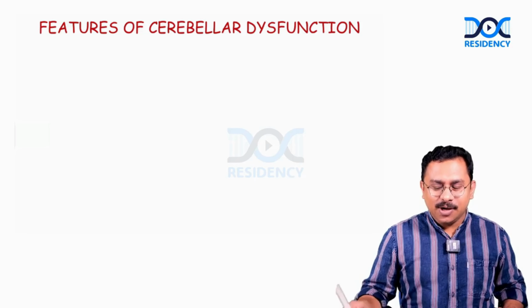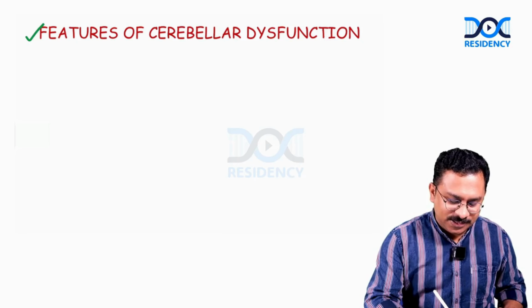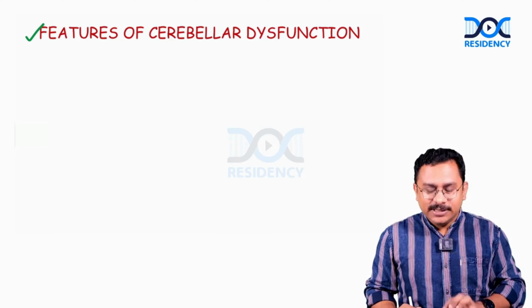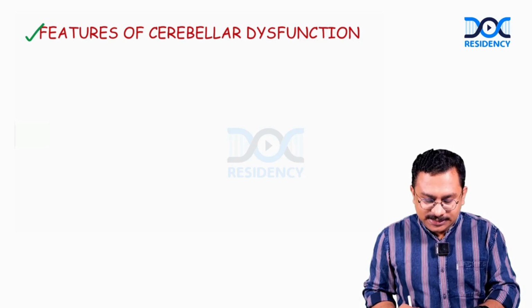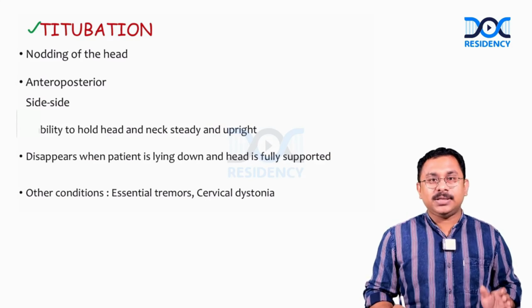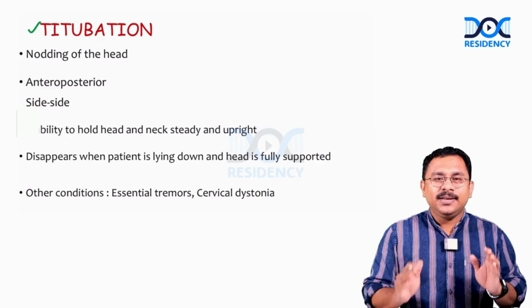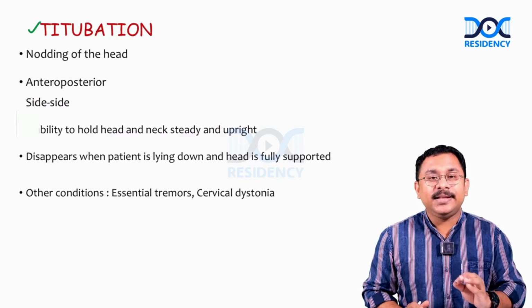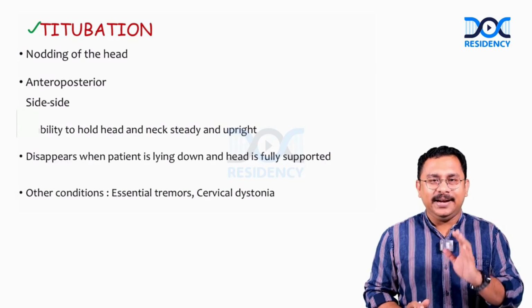The features of cerebellar dysfunction. And what is the first feature we are going to discuss? Titubation. Okay, we are going to discuss titubation. What is titubation? Titubation is essentially the nodding of the head.